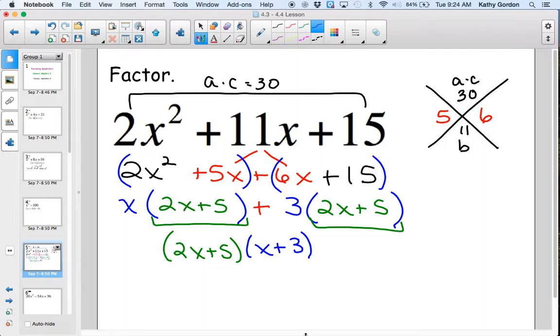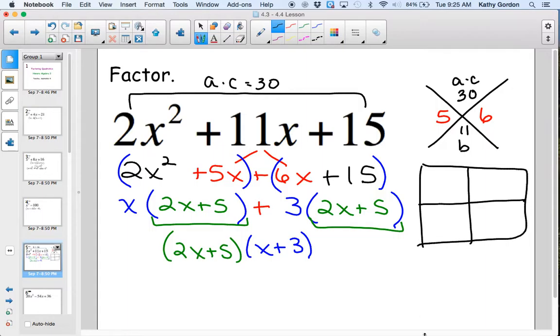So an Xbox Plus, we still do this first, right? Take A times C, get 30. Take B, 11. What are the two numbers there that we're going to need? Okay? And then you make a plus, which is basically a 2 by 2 box. Xbox Plus.